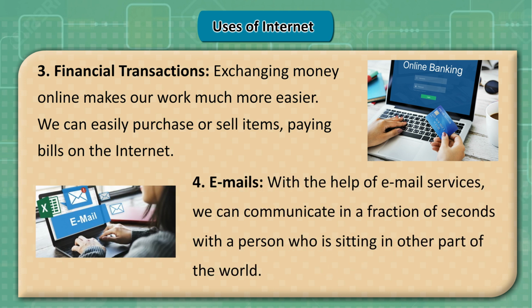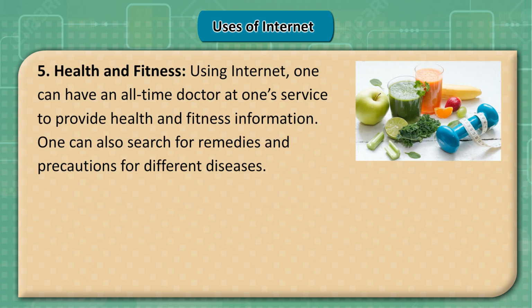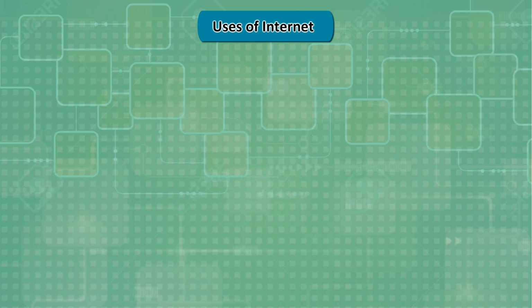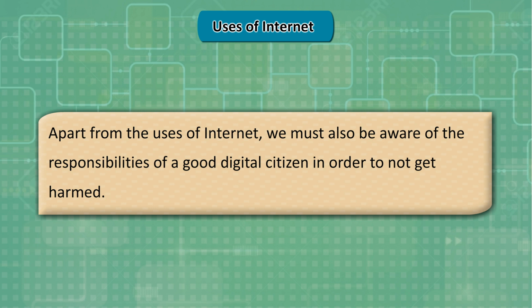4. Emails. With the help of email services, we can communicate in a fraction of a second with a person who is sitting in another part of the world. 5. Health and fitness. Using Internet, one can have an all-time doctor at one's service to provide health and fitness information. One can also search for remedies and precautions for different diseases. 6. Tourism and travel. Internet provides the facility for online booking of hotels, railway tickets, air tickets, etc. all over the world and round the clock. Apart from the uses of Internet, we must also be aware of the responsibilities of a good digital citizen in order to not get harmed.